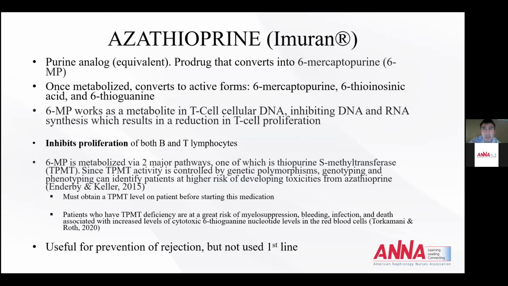And when you have increased cytotoxic levels of those 6-thioguanine nucleotides inside the red blood cells, it will actually cause a lot of dyscrasias of the red blood cells. So it really messes up your bone marrow, and it can cause death. It's useful in maintenance immunosuppression, but it is definitely not first line compared to Cellcept or Myfortic.